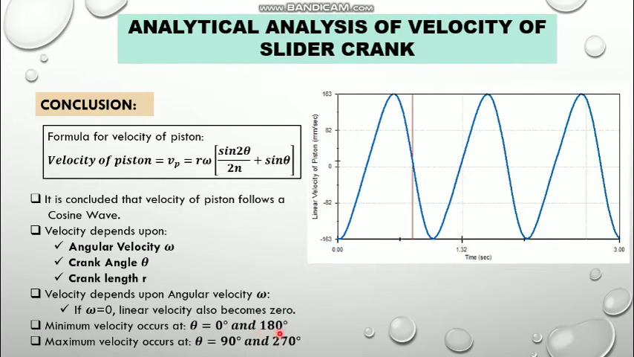At theta equal to 0 degrees and theta equal to 180 degrees, we get the minimum value of linear velocity of the piston. And at theta equal to 90 degrees and 270 degrees, we get the maximum value of our velocity. That's it from my side.